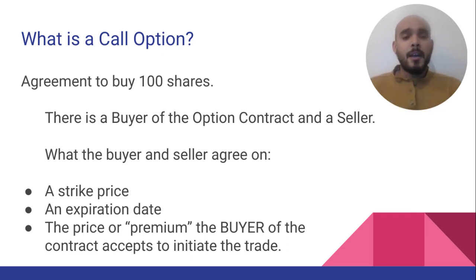In American options, you are not obligated to exercise this contract at the expiration date. You can sell off your contract before it expires. In European options, you're kind of held to that contract until it expires at the expiration date. So why would I want to buy 100 shares at a particular price?